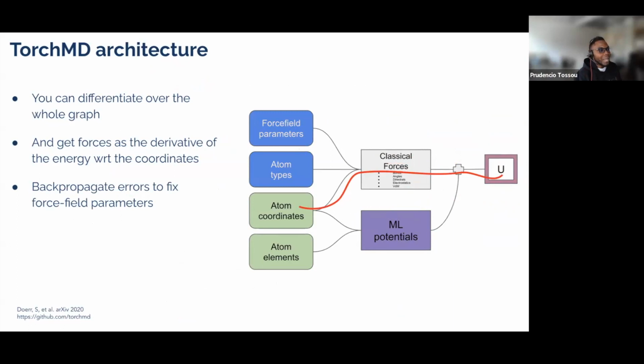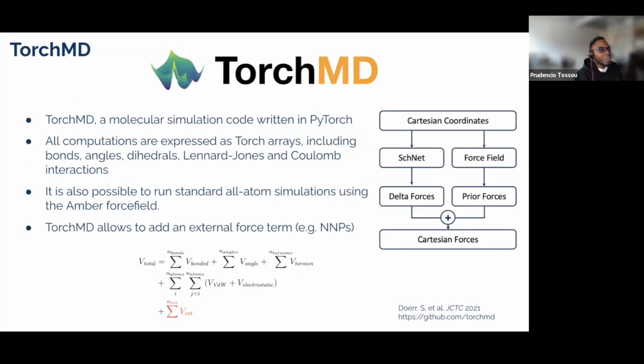Can I interrupt? Sure. I have a question regarding the previous slide. Why do you have this other part where you include the Amber force field term instead of just learning everything from SchNet?